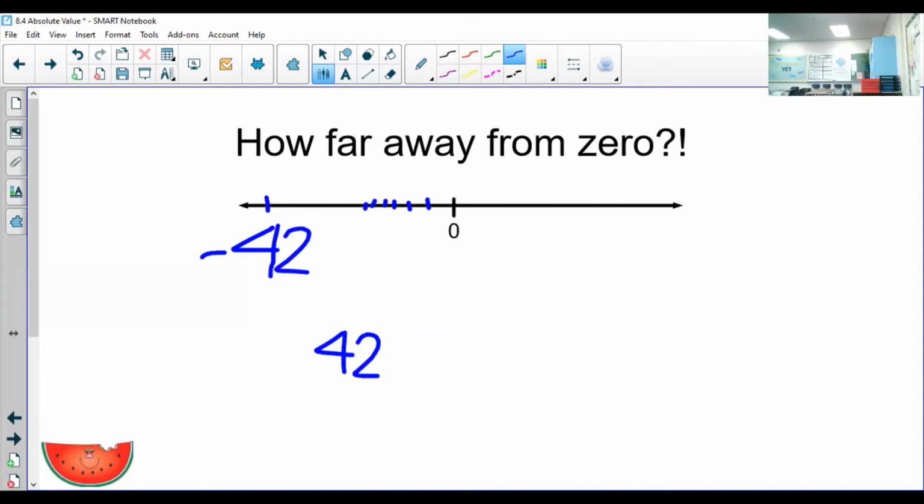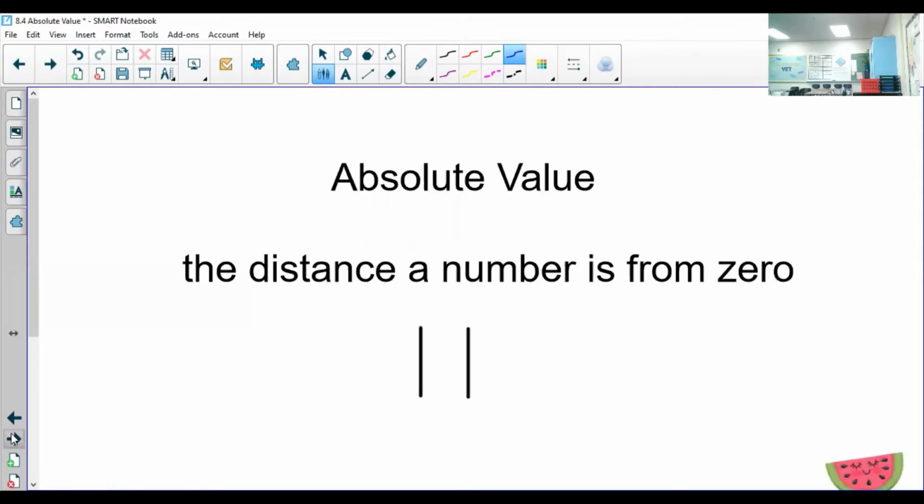So what we're going to be doing is they're going to give us numbers, and they're going to say, find the absolute value, and they want you to figure out the distance a number is from 0. And then you see these 2 lines here? That's how we write absolute value. So let's say we had 7 inside those lines. Those 2 big lines mean the absolute value of 7. And then you ask yourself, okay, how far away is 7 from 0 on the number line? It's 7. That's how far.